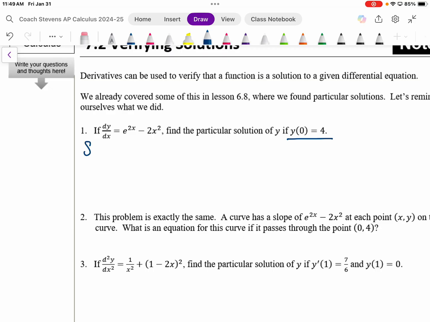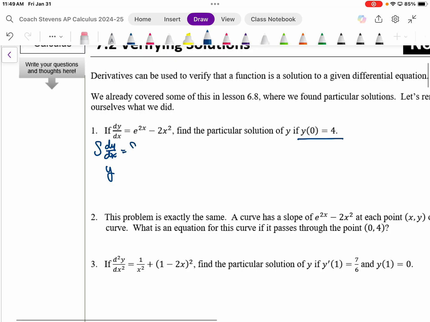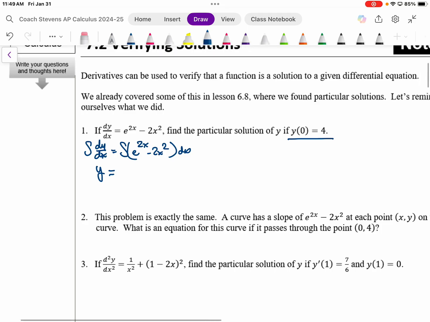I need to find the antiderivative of dy/dx so that I can figure out what y is. So I'm going to integrate both sides. Again, you can split it up by parts if you want. Here, since our exponent is 2x, we could use the u substitution. You don't have to if you keep track of it.